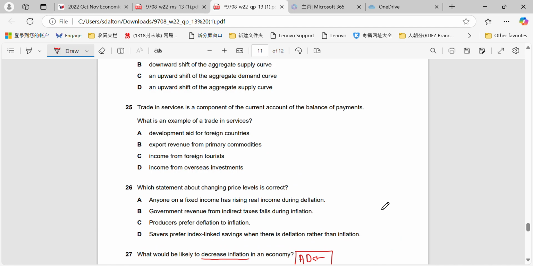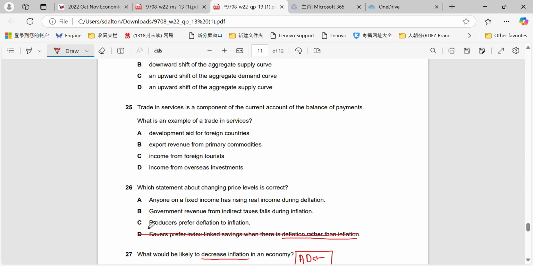Okay, which statement about changing price levels is correct? Savers prefer index-linked savings when there's deflation rather than inflation. That's definitely incorrect. They prefer savings to be index-linked when there's inflation, because then the value of their savings will be rising, even though the real value will be staying the same. When there's deflation, the nominal value is decreasing because the price level is decreasing.